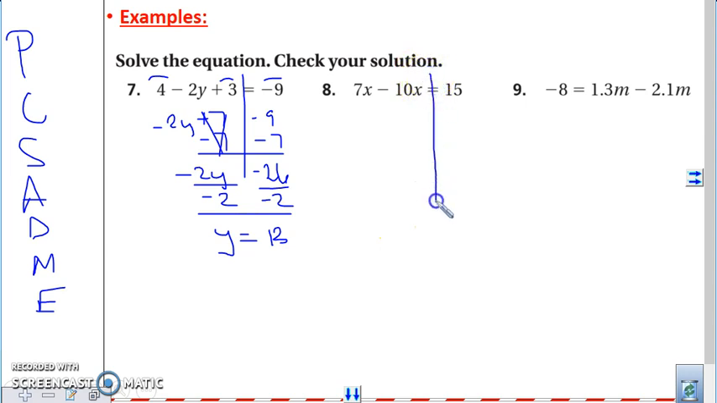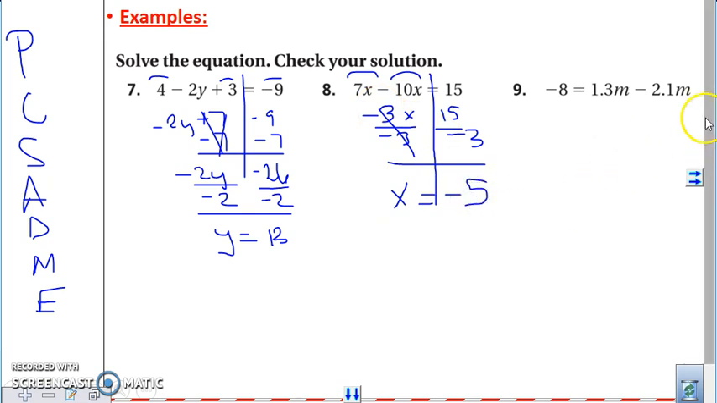Okay, example 8. Write the problem down. Parentheses, no. Like terms, yes, on the same side, yay. 7x minus 10x is negative 3x. Addition or subtraction to undo? Nope. Division, multiplication to undo? Yes. Divide by negative 3. X equals negative 5.